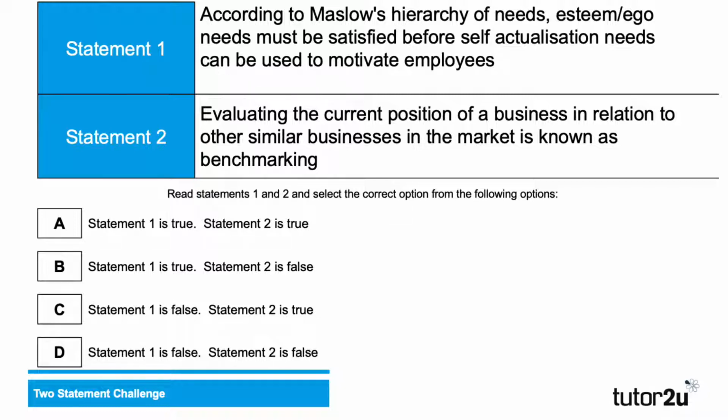If you think that one is true but two is false, put B. If you think that one is false but two is true, put C. And if you think they are both false, put D. A bit of Maslow and a bit of benchmarking. What do you think? Statement one and two. Answers coming through. Well done for contributing.